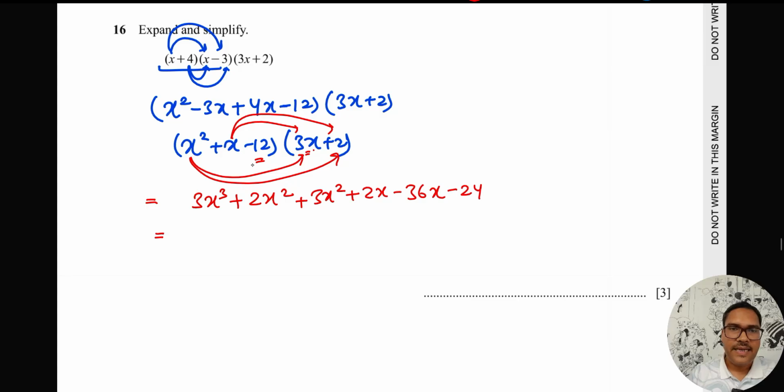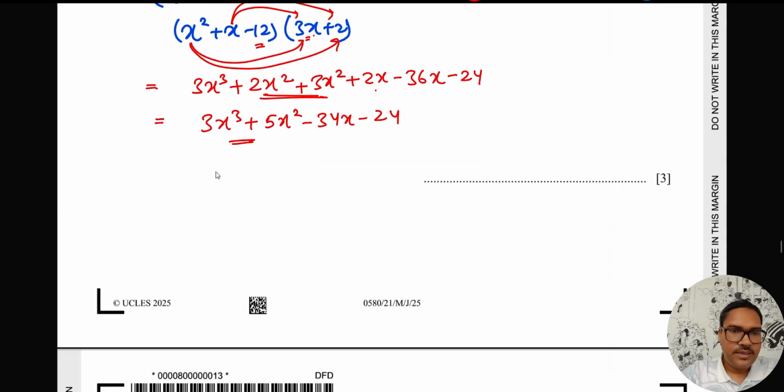If I combine the like terms now, so 3x cube, these are the like terms. You can see this is 5x square, and you can see 2x minus 36x is negative 34x, and this is negative 20. So after simplifying this, you can see this is the answer. Okay.